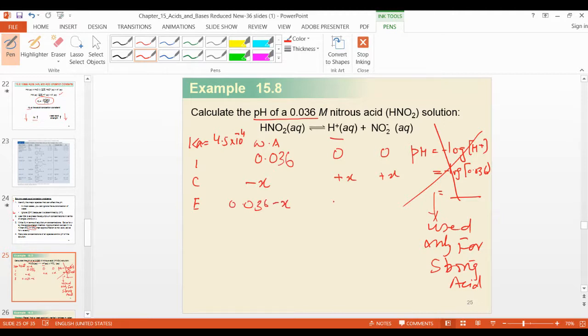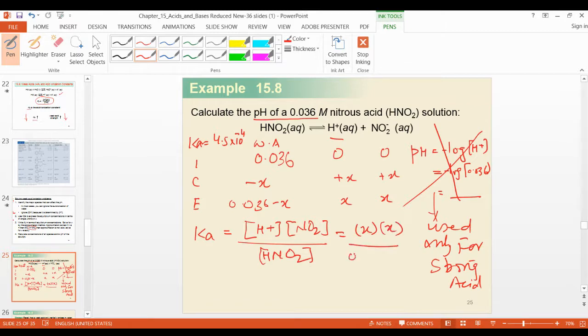0.036 minus x. This is x. This is x. Then you put into the equilibrium constant the concentration of H plus raised to the power 1 and the concentration of NO2 raised to the power 1, divided by the concentration of HNO2 raised to the power of its coefficient. So you can write here, this is x squared divided by 0.036 minus x. Is this clear?